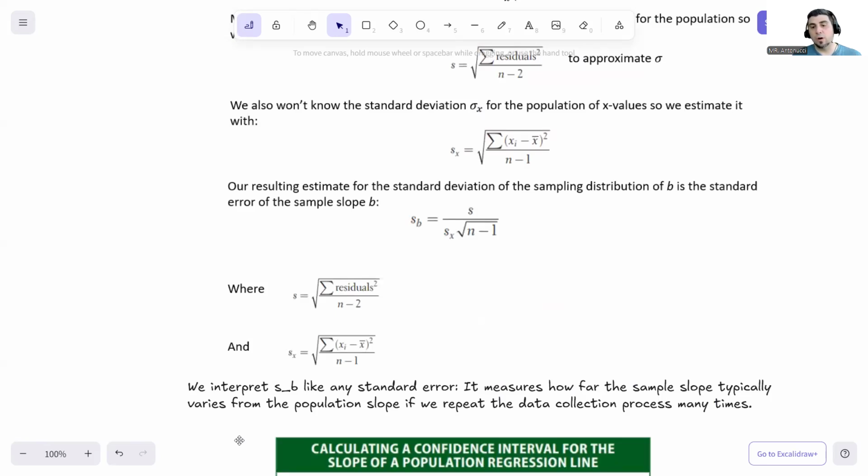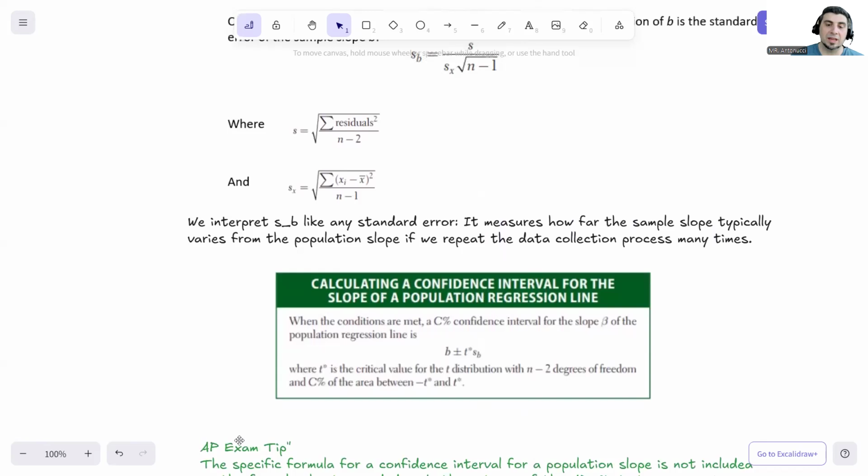It measures how far the sample slope typically varies from the population slope if we repeat the data collection process many times. So when the conditions are met, we can make a C% confidence interval for the slope beta of the population regression line, and it's just b plus or minus the t star critical value times the standard error of b, where t star is the critical value for the t distribution with, and get this, n minus 2 degrees of freedom, and C% of the area between negative t star and positive t star.